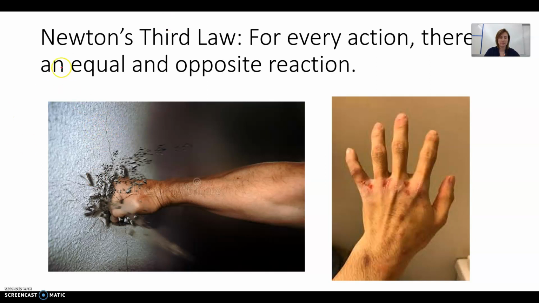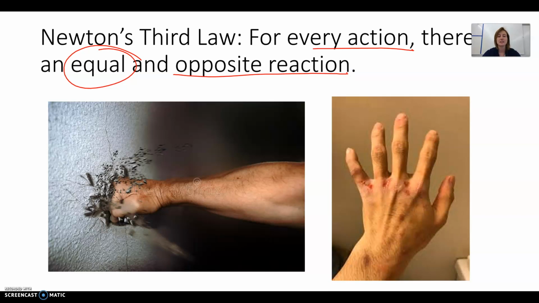So here on the left we have a picture of a guy punching a wall. He's punching it pretty hard. And then this is what might happen to your hand if you punch a wall. It would probably hurt. But why does your hand hurt if you're hitting the wall? Because your hand is hitting the wall. Well, the reason your hand hurts is because the wall hits your hand back with the same force. That's what this means when it says for every action, there is an equal and opposite reaction.